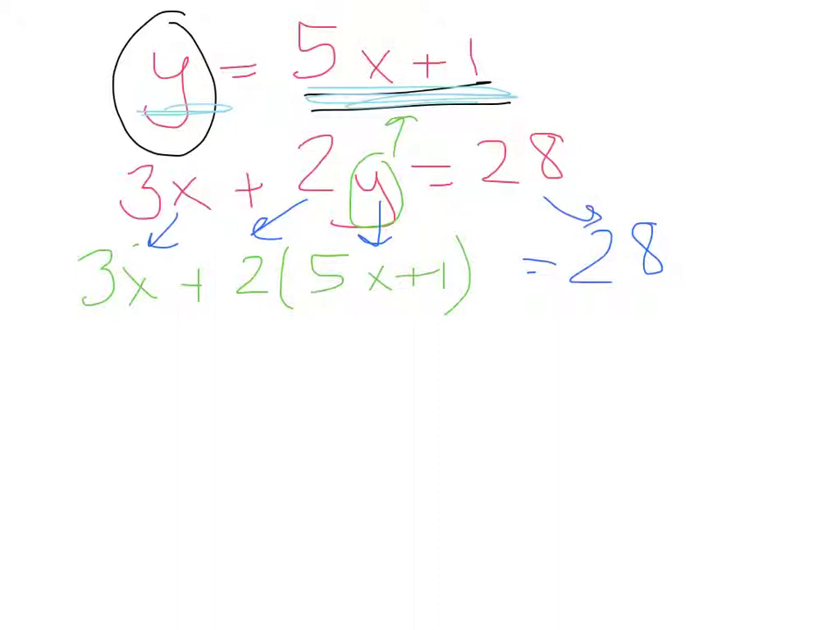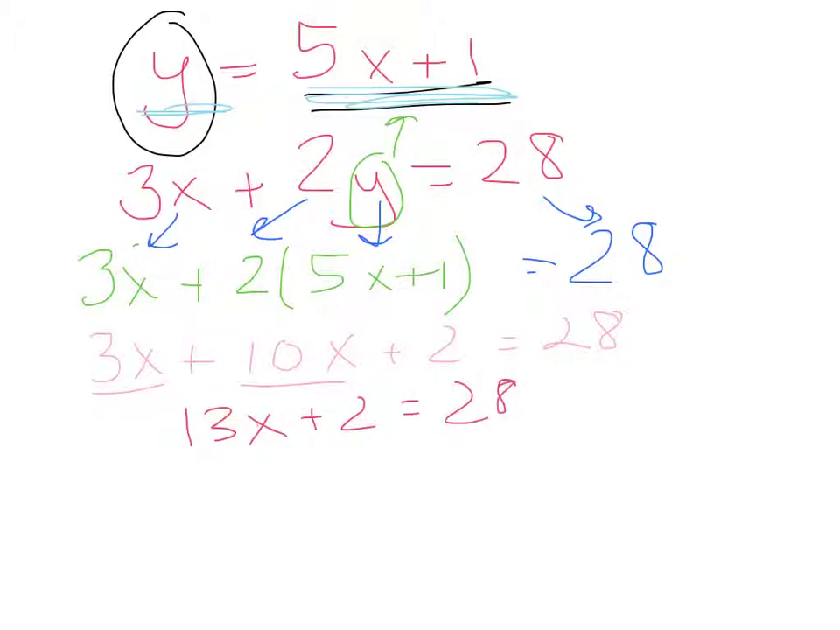Okay, so now I'm going to just distribute: 3x plus 10x plus 2 is equal to 28. The 3x and the 10x is 15, I'm sorry, I just thought 15, that's 13x. Okay, sorry about that. It is 13x plus 2 equals 28. Subtract 2, 13x equals 26, divide by 13, and now we know that x is equal to 2.